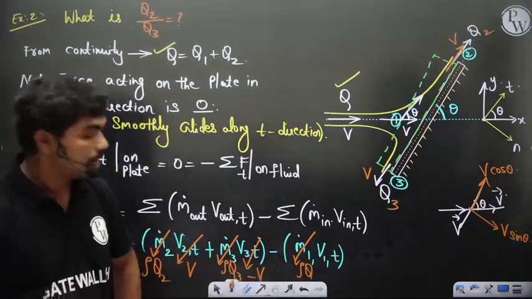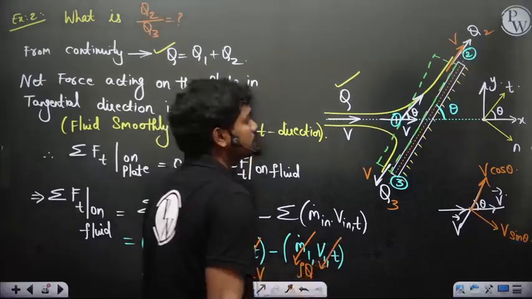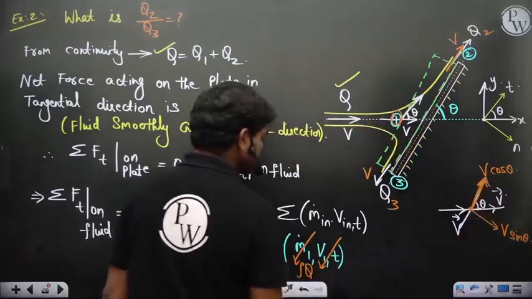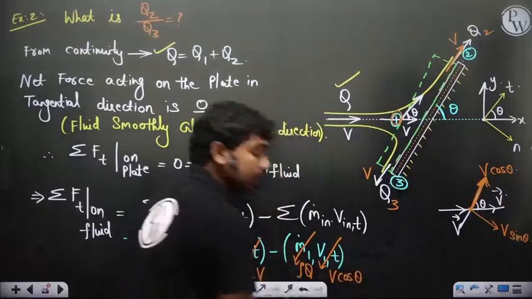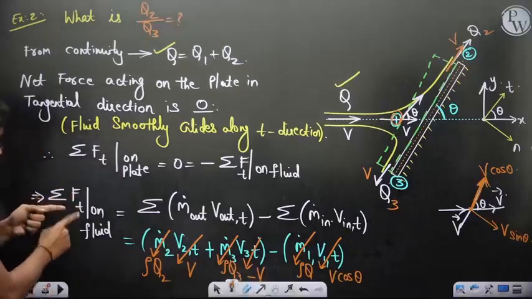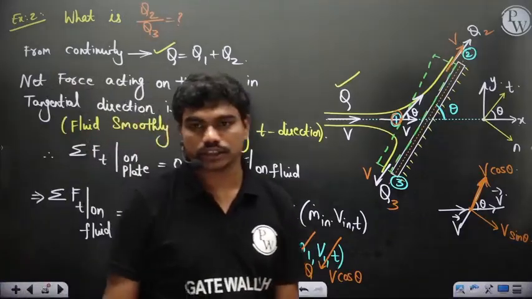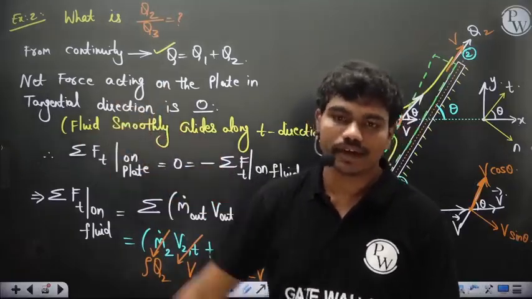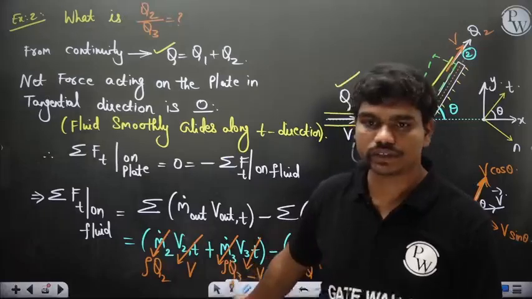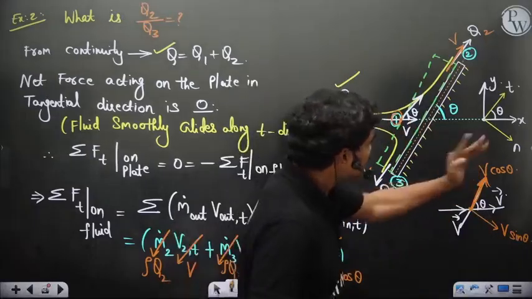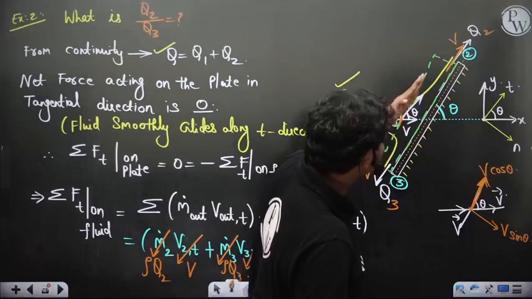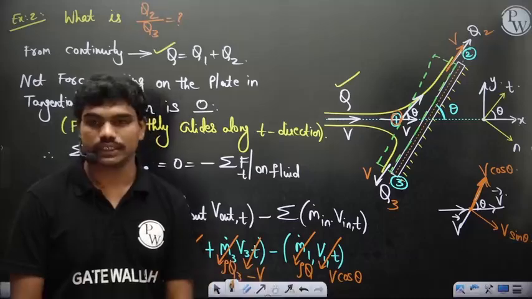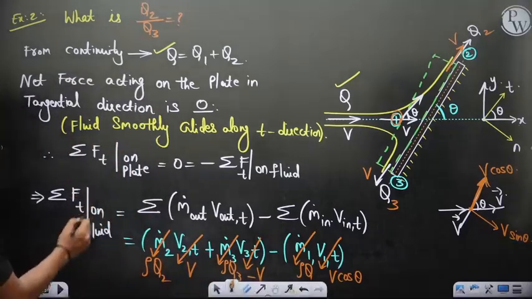Negative, minus v. Now what about v1 in the tangential direction? At section 1, in the tangential direction, this velocity is v cos theta. Because you are doing force analysis in the tangential direction, all these velocities should be in the tangential direction. Depending on the system, if they are along the t-axis, they are positive; if they are in the opposite direction, you have a negative. This v cos theta is along t, because if you resolve it, the tangential component is exactly in the same direction as t. So this total quantity, sigma Ft on the fluid, is 0.